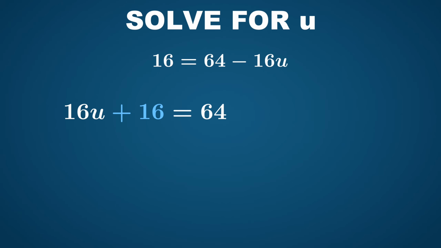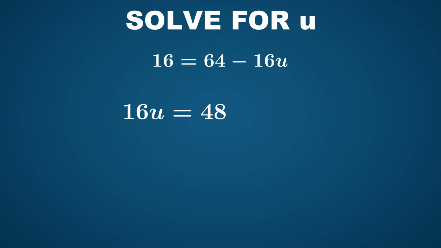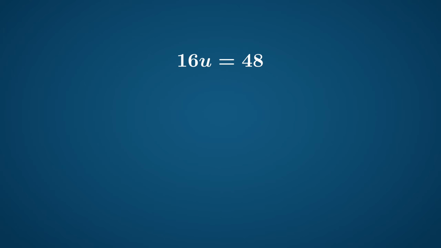To continue isolating the variable u, we must remove the constant 16 from the left. We subtract the integer 16 from both sides of our current mathematical equation. On the left side, the positive 16 and the subtracted 16 perfectly cancel out. This cancellation cleanly isolates the term 16u completely on the left-hand side. On the right side, we must carefully execute the subtraction of 16 from 64. Subtracting 16 from 64 leaves us with a final resulting value of 48. We have arrived at the simple algebraic equation of 16u equals 48.